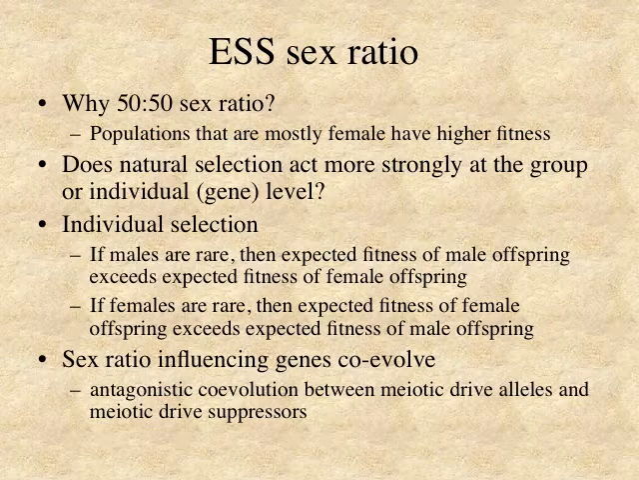If you were optimizing your reproductive output, a population that had more females would have higher fitness than a population that has fewer females, right? Or let's say a species that has more females would have higher fitness than a species that has more males. So this observation that most populations have about 50-50 sex ratios tells us something about how natural selection works at the group versus the individual or gene level.